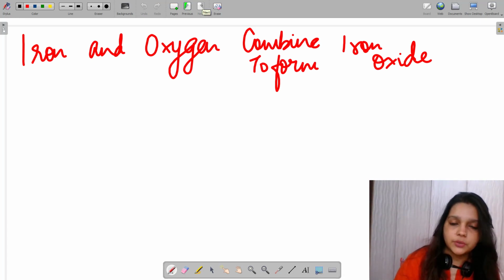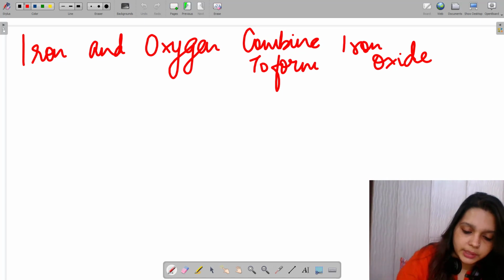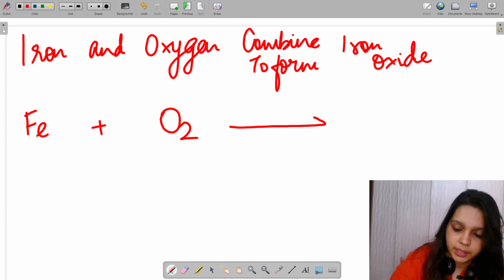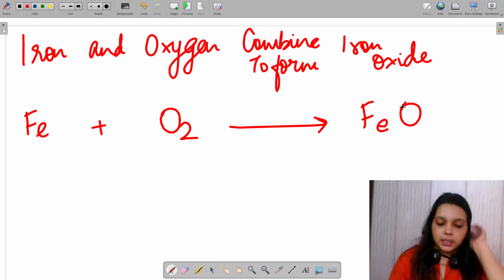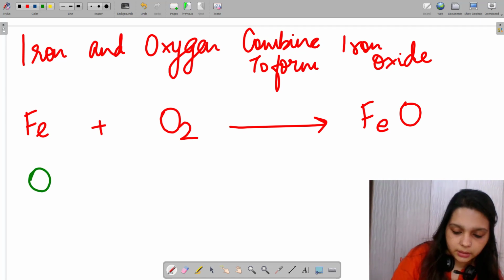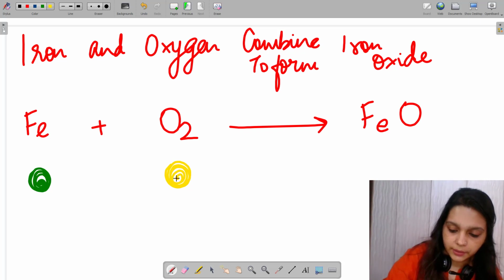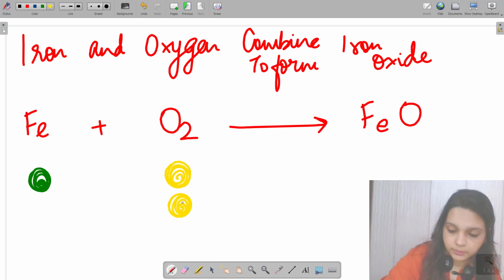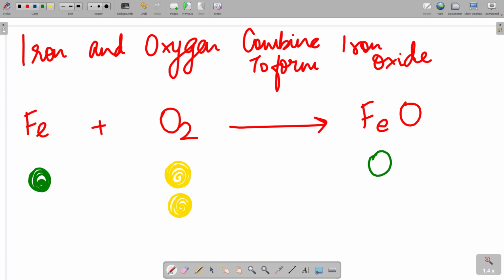Iron and oxygen combine to form iron oxide, right? So how do we write it? Iron and oxygen combine to form iron oxide. Simple, right? So what do we have? Iron. We have 2 here already. And we have this and this, right? So what could we do?